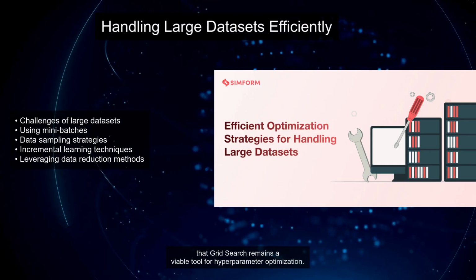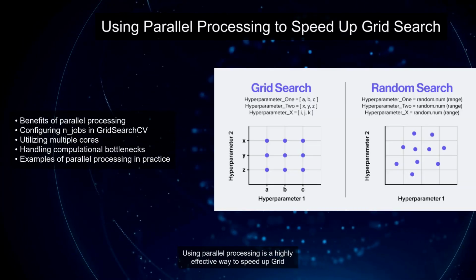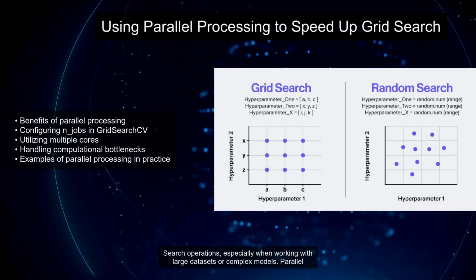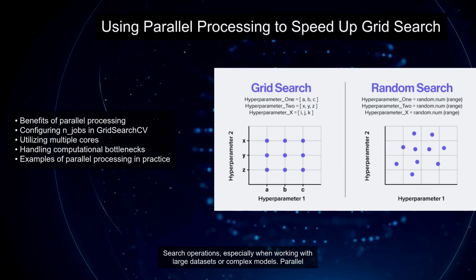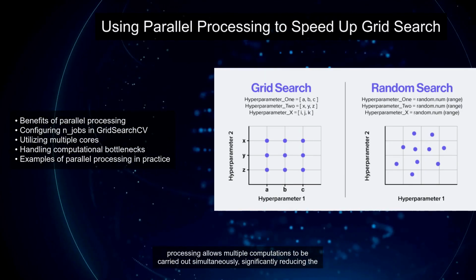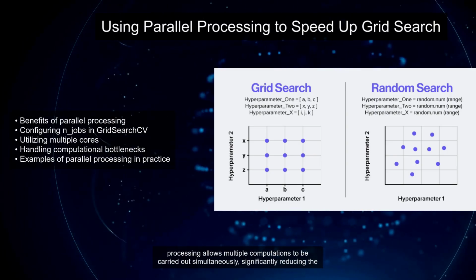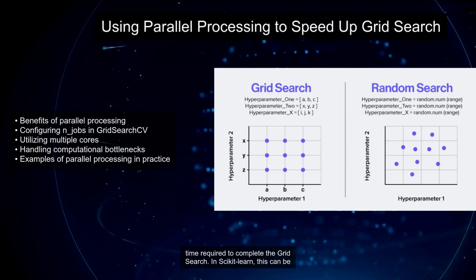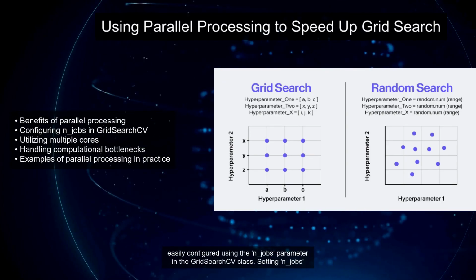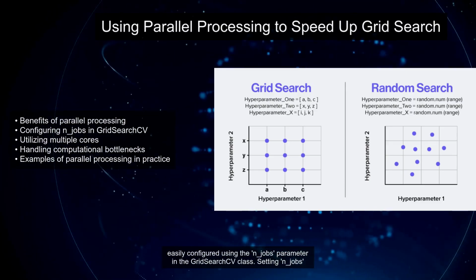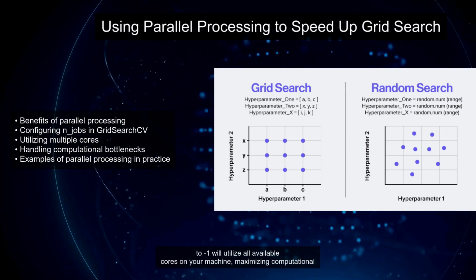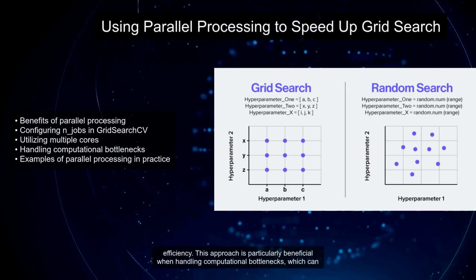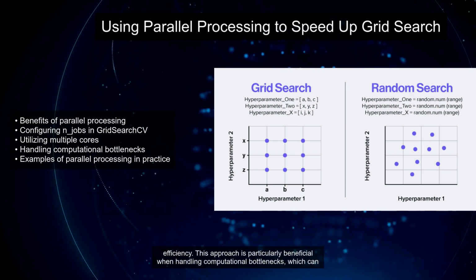hyperparameter optimization. Using parallel processing is a highly effective way to speed up grid search operations, especially when working with large datasets or complex models. Parallel processing allows multiple computations to be carried out simultaneously, significantly reducing the time required to complete the grid search. In Scikit-learn, this can be easily configured using the n_jobs parameter in the grid search class. Setting n_jobs to -1 will utilize all available cores on your machine, maximizing computational efficiency.